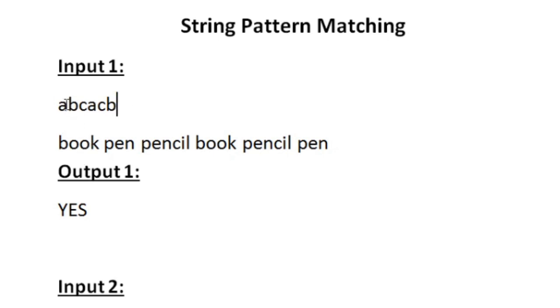Here A represents this book, B represents this pen, and C represents this pencil. Now again A has occurred. This A is already referencing book, so here also we have book. And again C is already referencing pencil, so here pencil has occurred. And finally B is already referencing pen, and here also pen has occurred. So all the characters present in the string S1 are uniquely referencing a particular word in the string S2, so we are printing our output as yes.